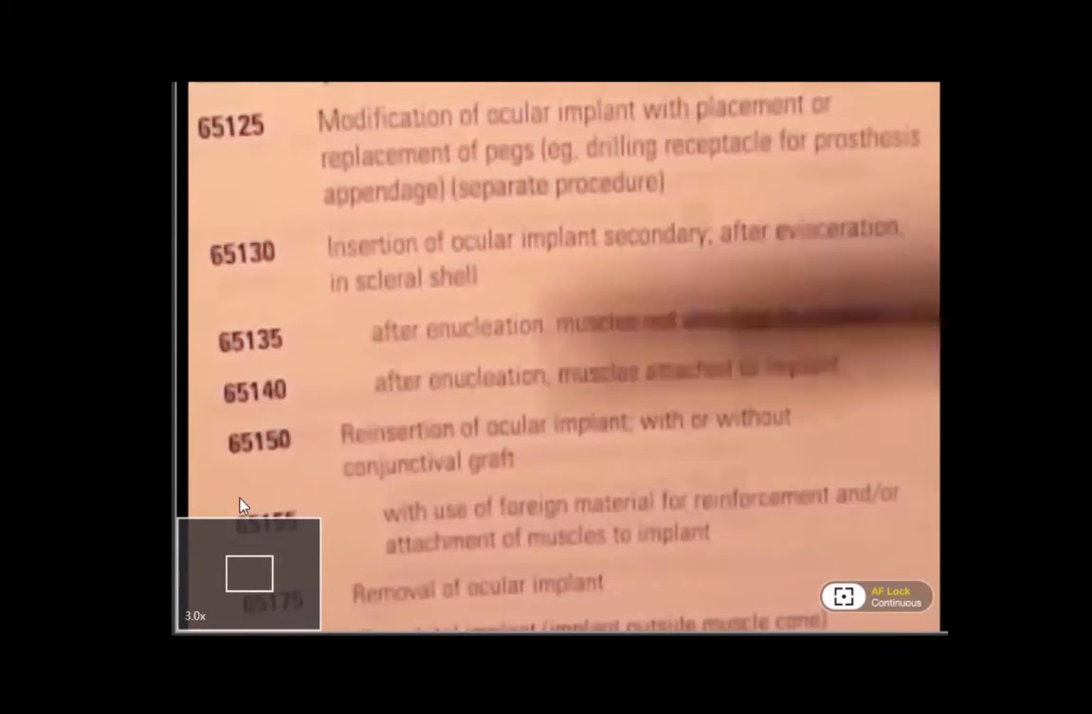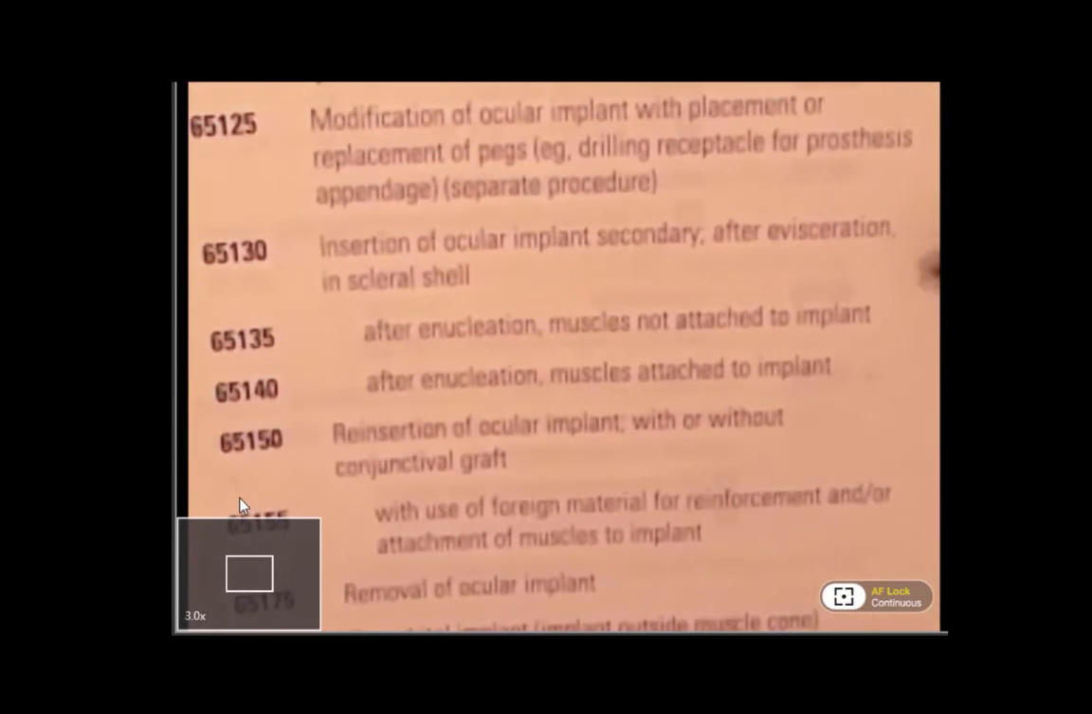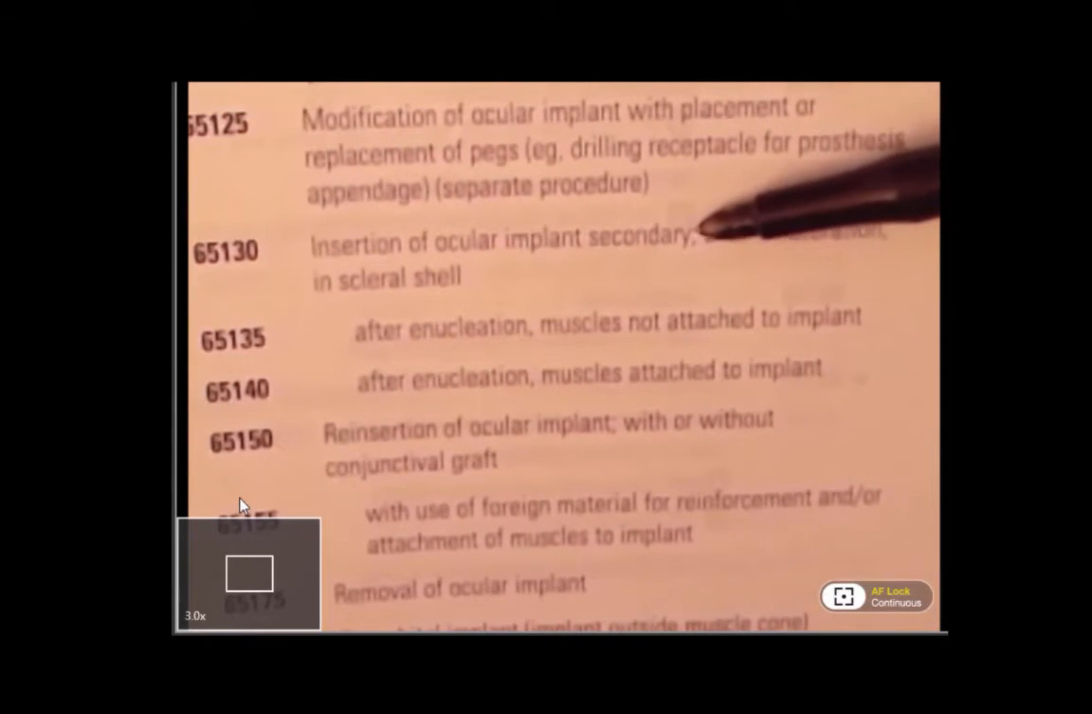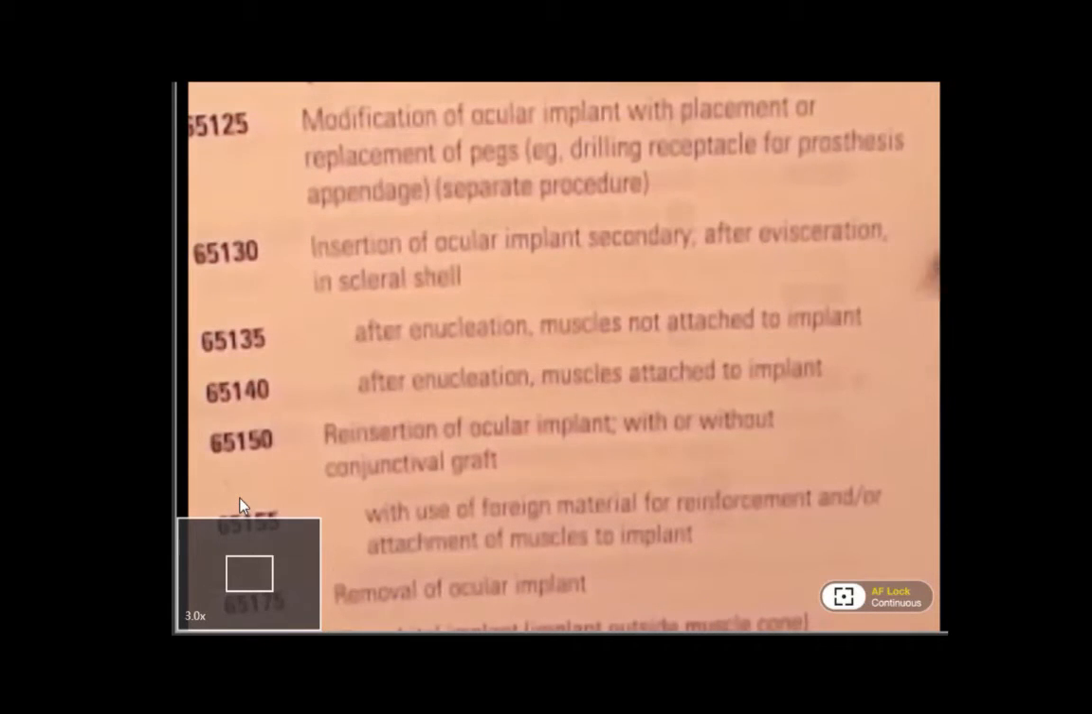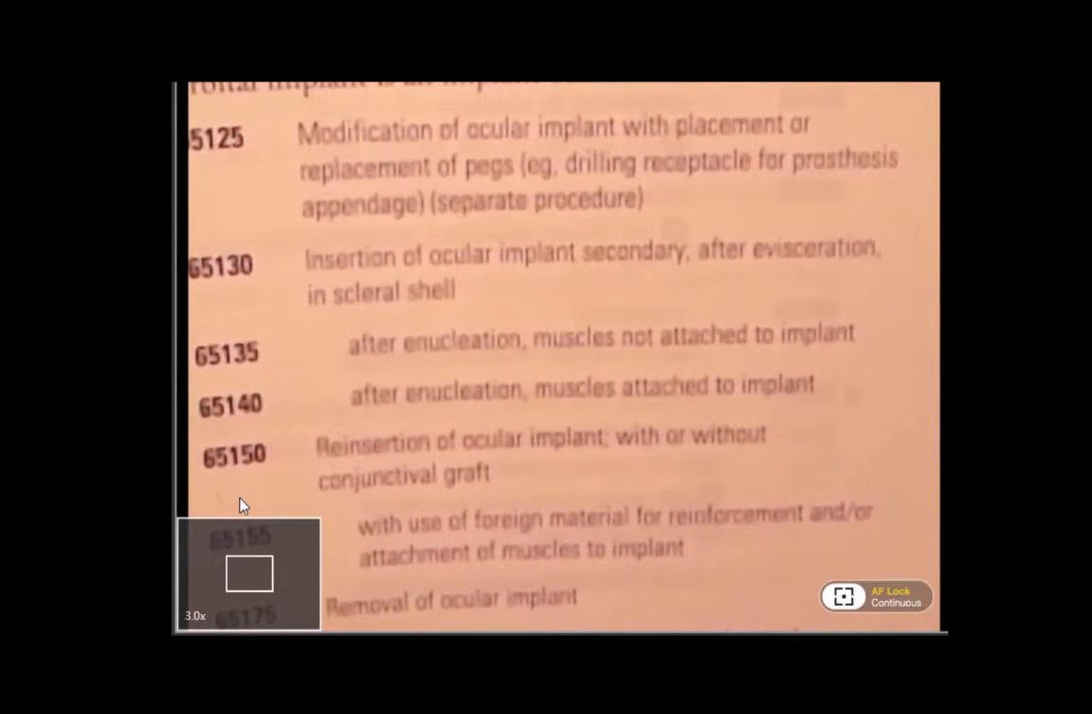Okay, here's one under 65130, insertion of an ocular implant secondary after evisceration in a scleral shell. It looks like the semicolon is right here. Insertion of ocular implant secondary, semicolon, after evisceration in scleral shell. And this code would be read insertion of ocular implant secondary after enucleation, muscles not attached to implant. And 65140 would say insertion of ocular implant secondary after enucleation, muscles attached to implant.